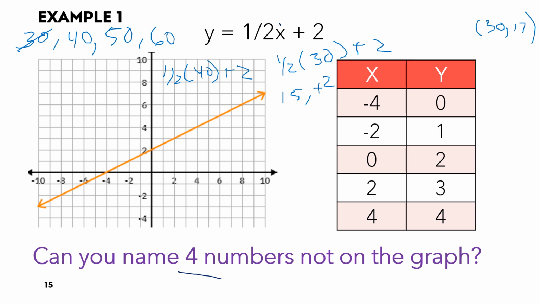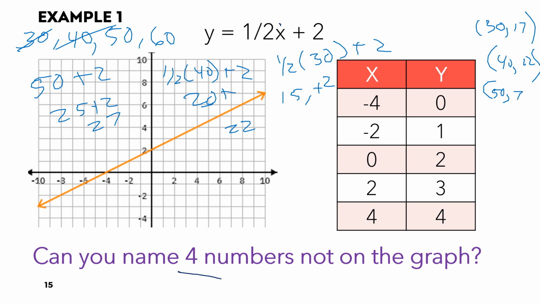So you've got 1/2 of 40 plus 2. What's half of 40? That's 20, and 20 plus 2 is 22. So we got 40, 22. Let's do 50. What's half of 50? That's right, 25. What's 25 plus 2? It's 27. You guys are doing good. So we have 50, 27. And then finally, 60. What's half of 60? 30, that's right. 30 plus 2 is 32. So now we got 60, 32.